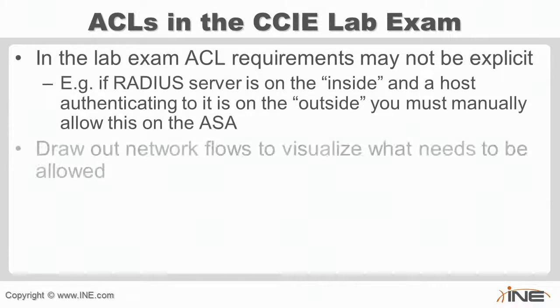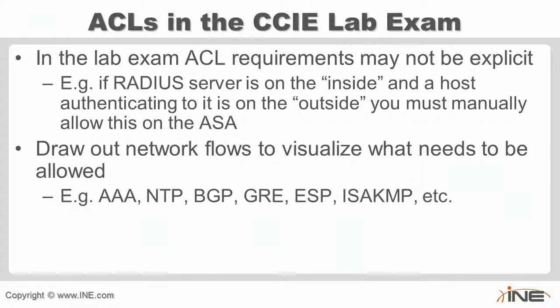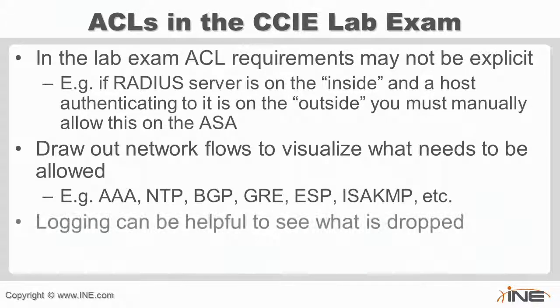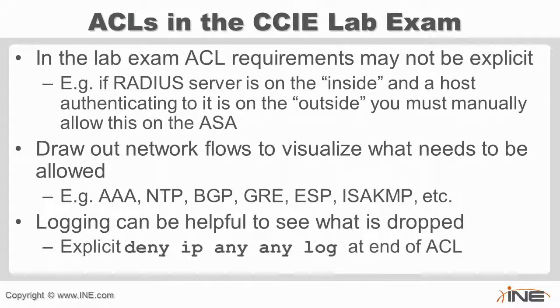You are going to need to figure this out by visualizing what the flows are that need to be allowed through the filtering device. So are there issues that AAA needs to go through? Network time, our routing protocols, tunnels like GRE, ESP, ISAKMP, etc. The easiest way to figure this out, if you forget it, is to use the logging with the access list. So you can end the access list with an explicit deny and the log. That's going to show you the hit counter.